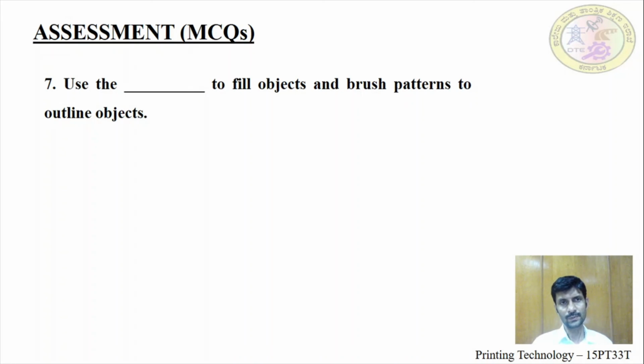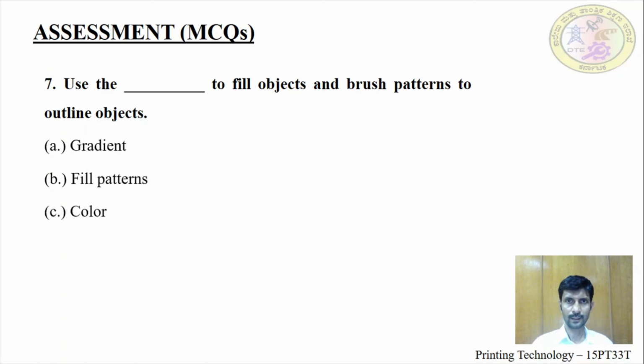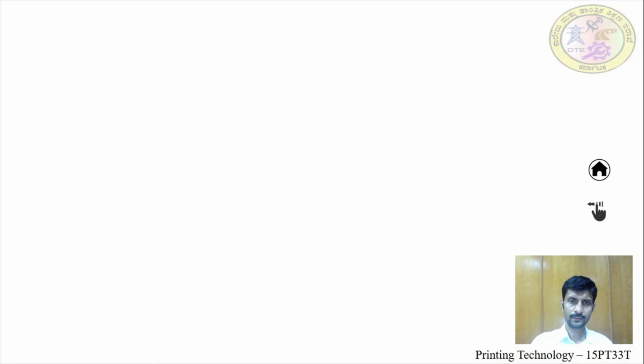Next, use the dash to fill objects and brush pattern to outline objects. The options are gradient, fill pattern, color, none of the above. You may use it with your own, or you can create it. This is our default also. You can use it for this. This is the clue for this option. Question. Okay. Next. Thank you all.